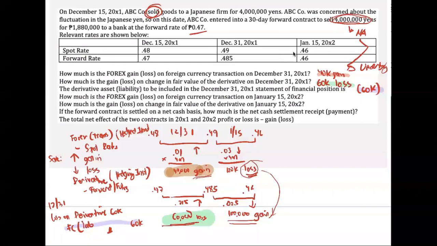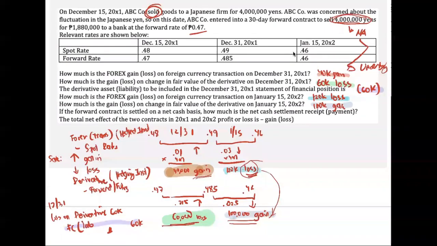Next, how much is the forex gain or loss on January 15? So we have already computed that. We have 120,000 loss. Next, how much is the gain or loss in the change of fair value of the derivative on January 15? Na-compute na rin natin yan. Magkano? 100,000 gain. So this is 100,000 gain.